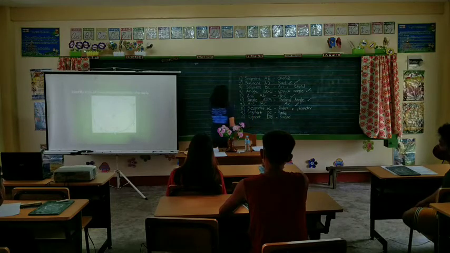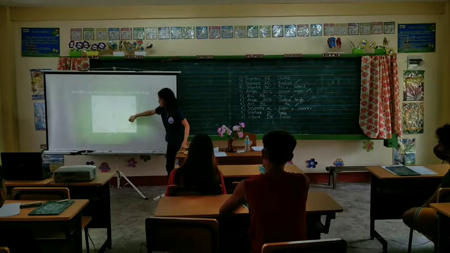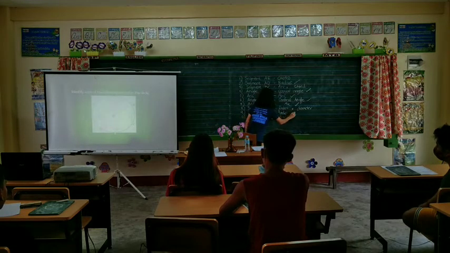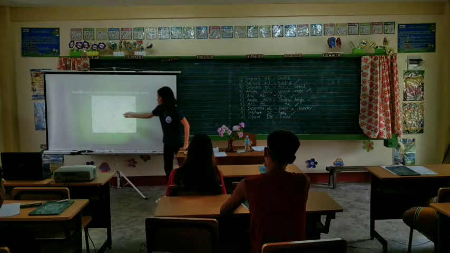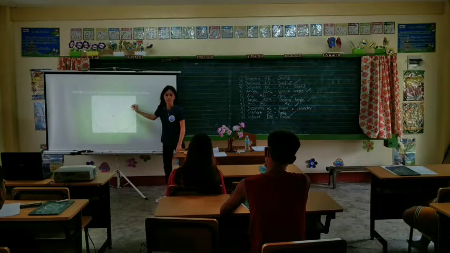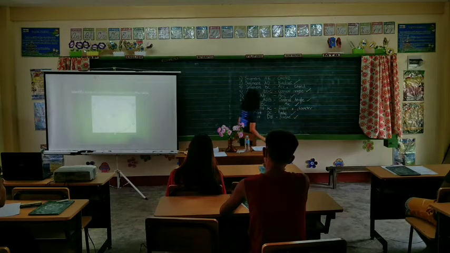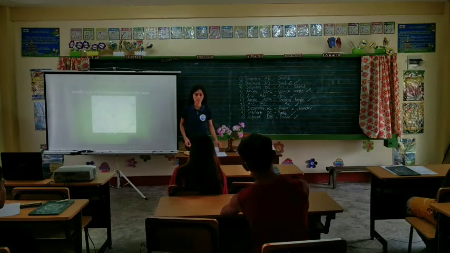Number 9, we have segment BC. So we have here segment BC, and your answer is a radius, and it is correct. And lastly, we have segment BB, and it is also a radius. Very good. So any question about the answers, about the parts of the circle?